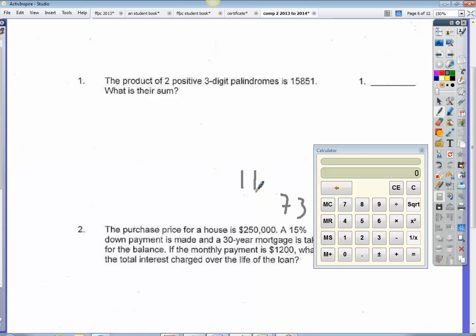Alright. What is their sum? 727 times 3. Okay, that's way too big. So maybe the easier way to do this is to divide this by some palindromes. Two positive 3-digit palindromes. Alright, so let's divide it by 121. That's not helpful.